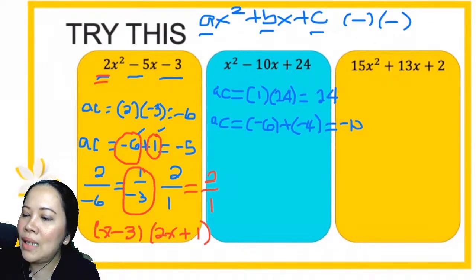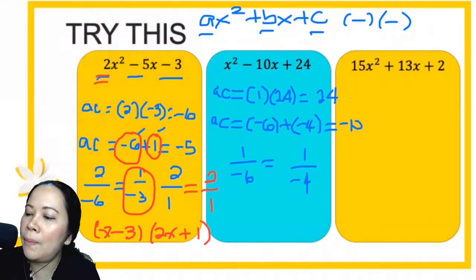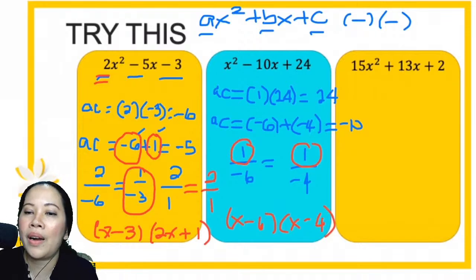So the next step will be 1 over negative 6, which is the same thing, and 1 over negative 4. Therefore, your factors would be, the one on top will be with x. So that's x minus 6, and the one on top will be x minus 4.